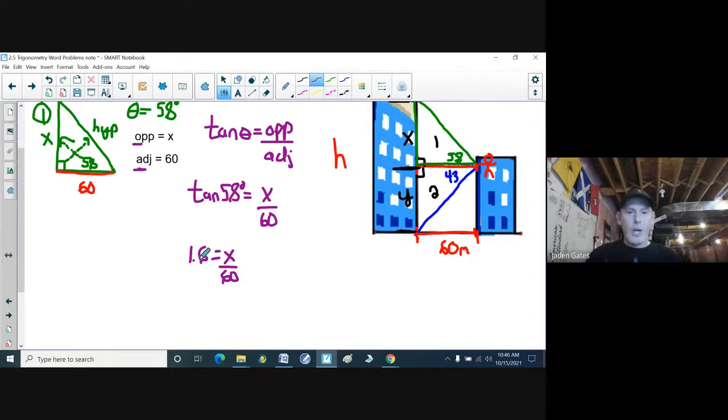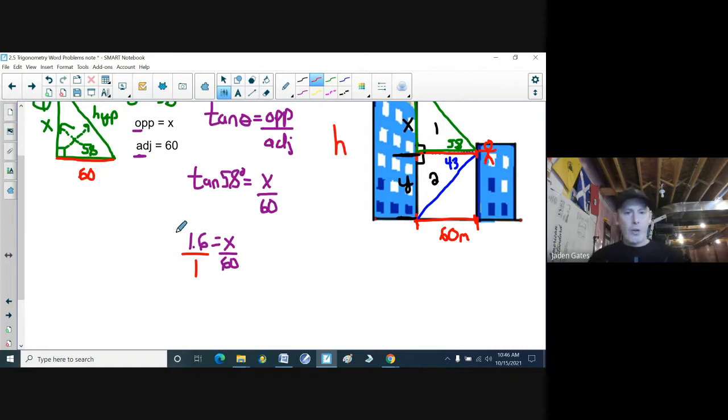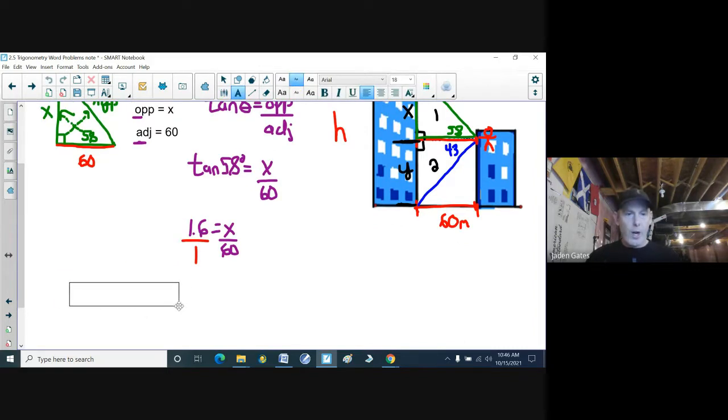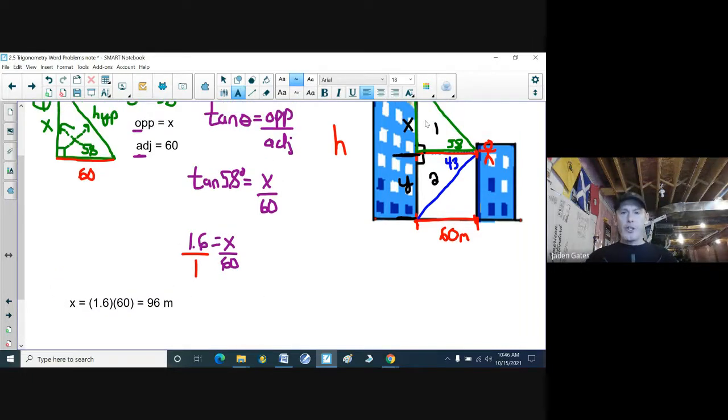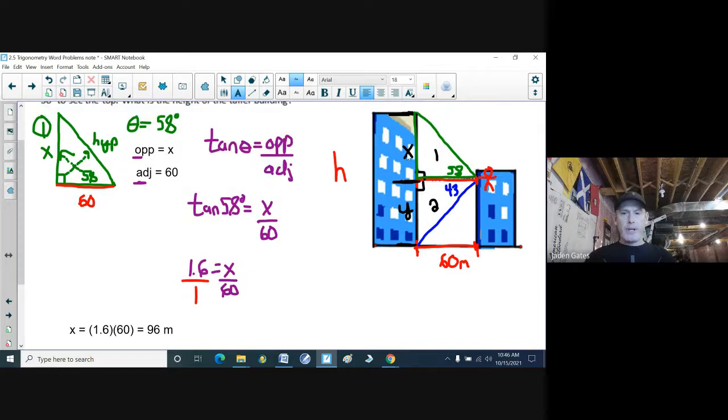And once again, I'm going to create a fraction equaling a fraction so that I can cross multiply. And let's see here, I get 1 times X. Well, that's just an X. Then I got 1.6 times 60. I multiply those two numbers, and 1.6 times 60 is 96 meters, by the way. Now, that's just part of our building here. So now I got to figure out Y.